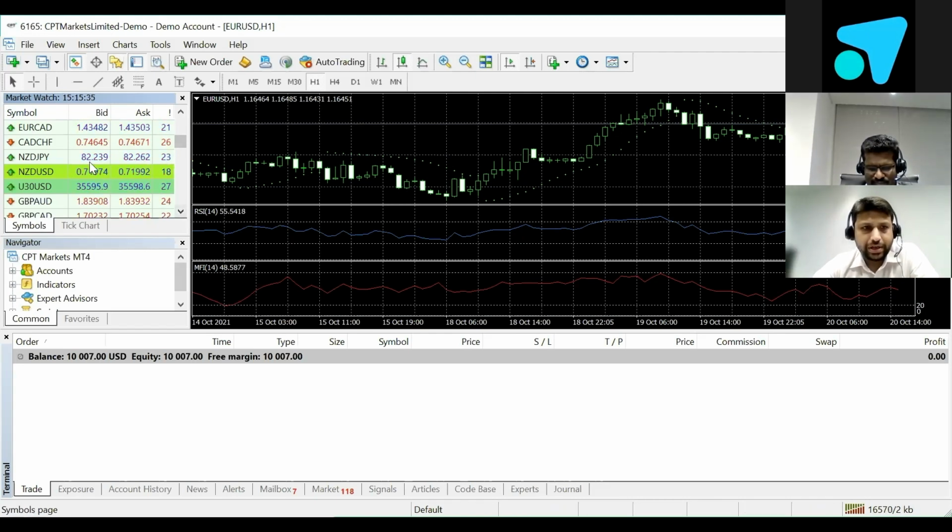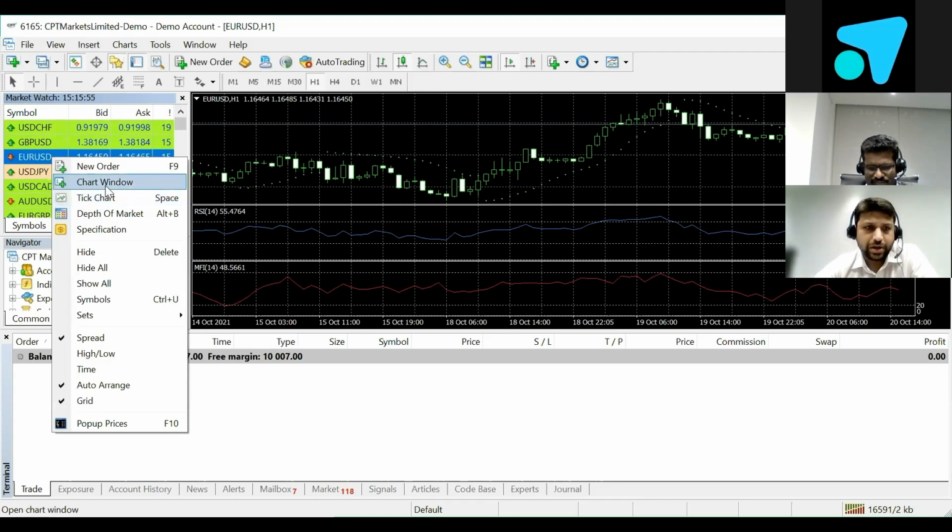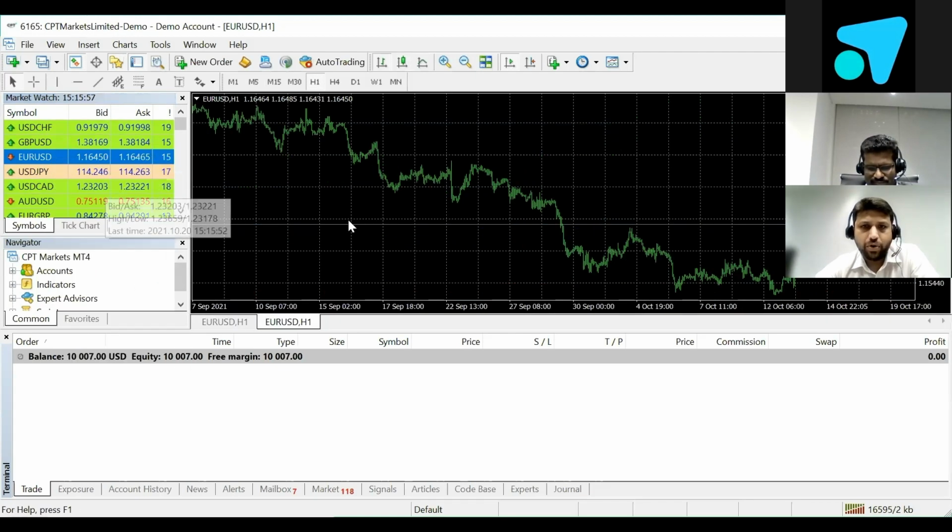So here it is. Okay, and the second one is the chart, which is right open, but I'll show you how we open the chart. Again, you can click on any of the symbols. For example, say Euro USD, you go to right click and click chart window. It will open the chart for you. Now in the chart you can see the trend line, how the prices of gold are running and trending.